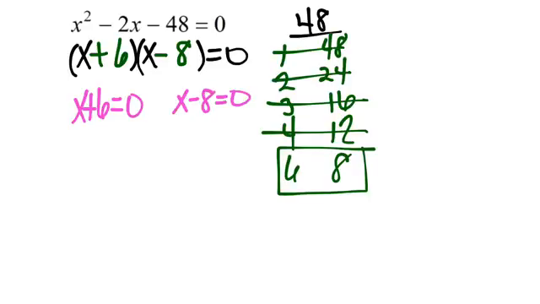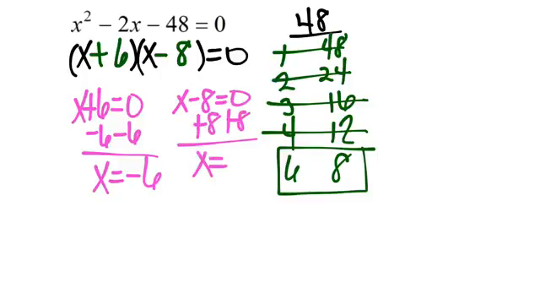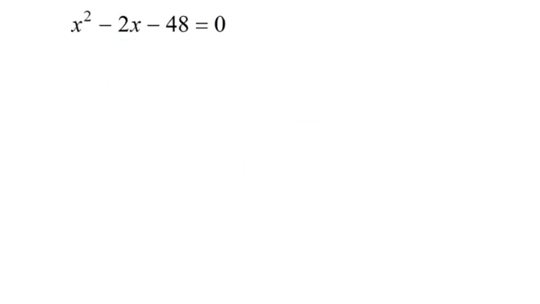How do I get rid of a plus 6? I subtract it from both sides, and x equals negative 6. How do I get rid of a negative 8? I add it to both sides, and x equals positive 8. Now you can also look at this and say, okay, the opposite of a plus 6 is a minus 6, and that's my answer. The opposite of a negative 8 is a positive 8, and that's my answer there. You do not need to show the work on those if you understand it in that capacity.